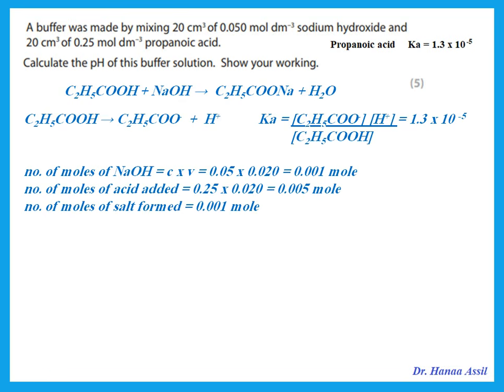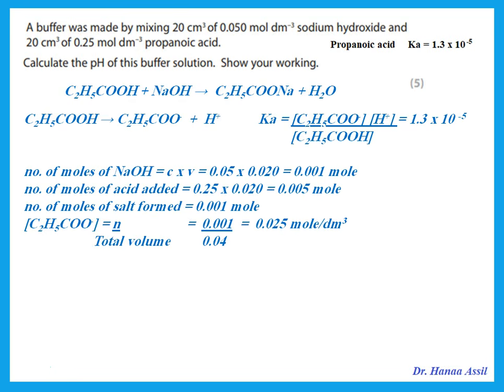The number of moles of the salt formed, remember that the equation shows 1 mole of acid reacts with 1 mole of base to give 1 mole of the salt. So number of moles of base is 0.001. Then it will need only 0.001 of the acid to give 0.001 of the salt. The number of moles of the salt is 0.001.